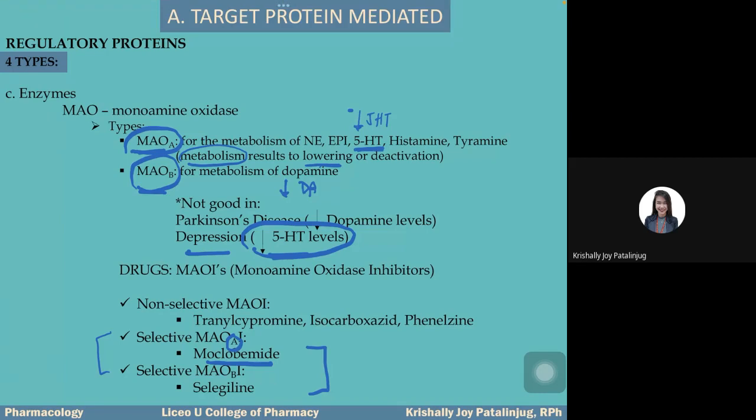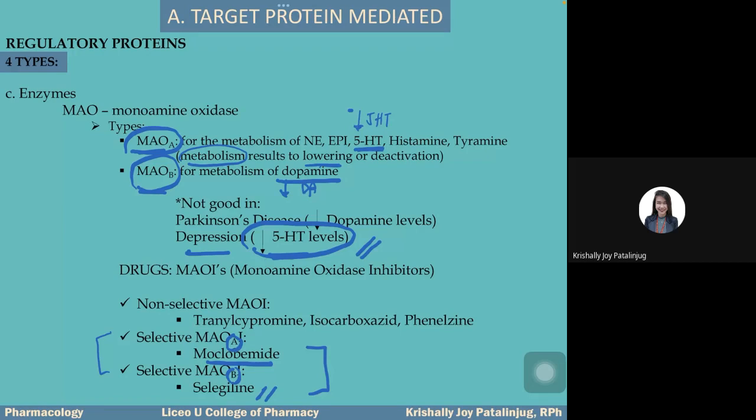Therefore, selegiline has nothing to do with depression, right? Ang selegiline, wala siya'y beneficial effect sa depression kasi ang MAO-B, it has something to do only with dopamine. While the problem in depression is about serotonin level. Okay? So, para asa man si selegiline, Parkinson's. Okay, very good. It's an anti-Parkinson's drug.